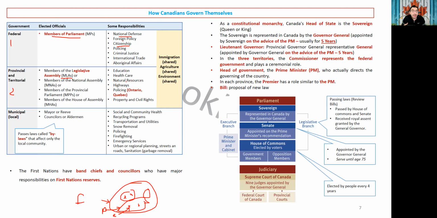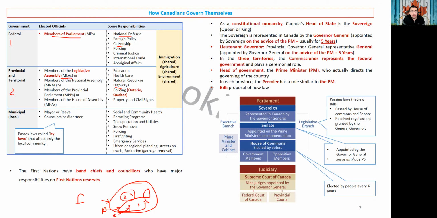Natural resources: each province tries to make use of its own natural resources. Highways: highways between cities. If you'd like to create a highway between cities within a province, which government will be responsible? Who will fund and manage this highway? It will be the province itself, for sure, not the city. Because if it is between, for example, London and Toronto, which city would be responsible for paying for this highway? For sure not, it will be the province level.